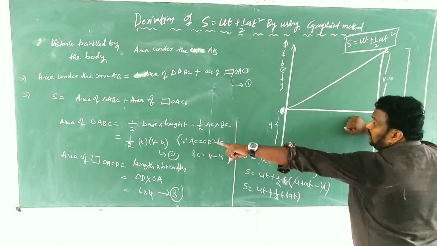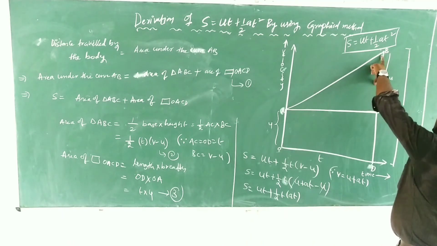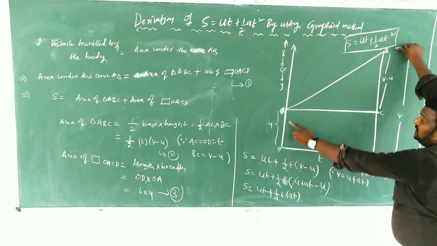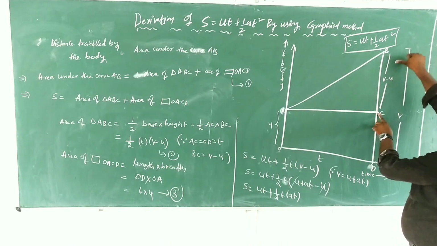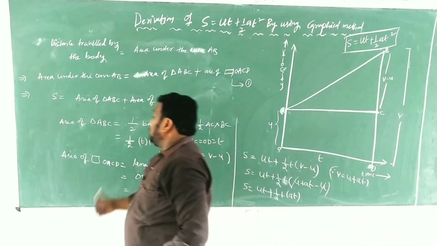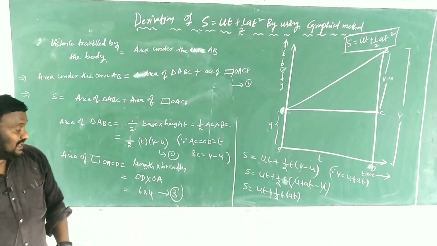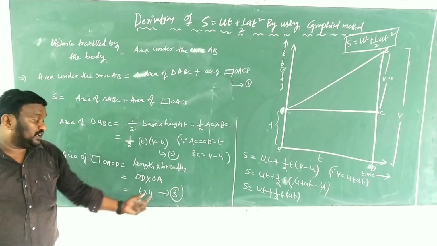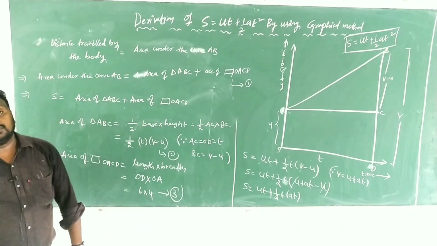That's why you write half into T. And what is the height here? BC. Here to here V and here to here U. Then you write V minus U. That's why we substitute like this, half into T into V minus U. Similarly, area of the rectangle is length into breadth. We go for that OD into OA. That is T into U.